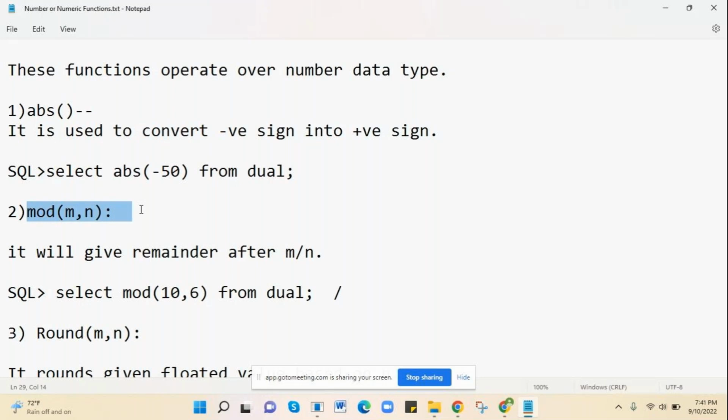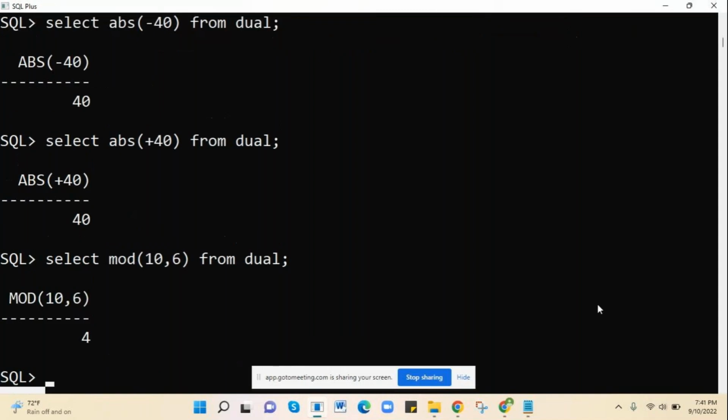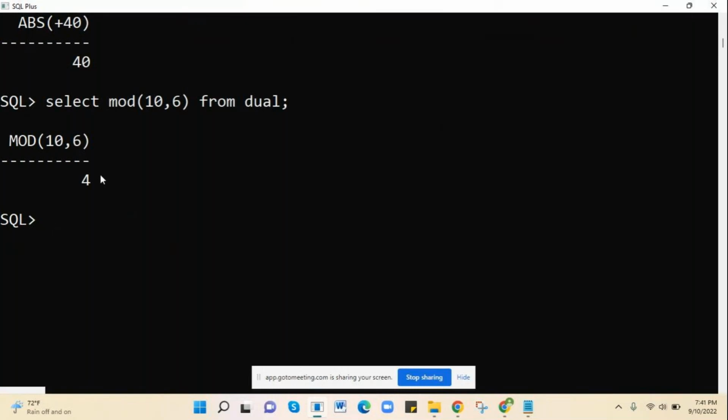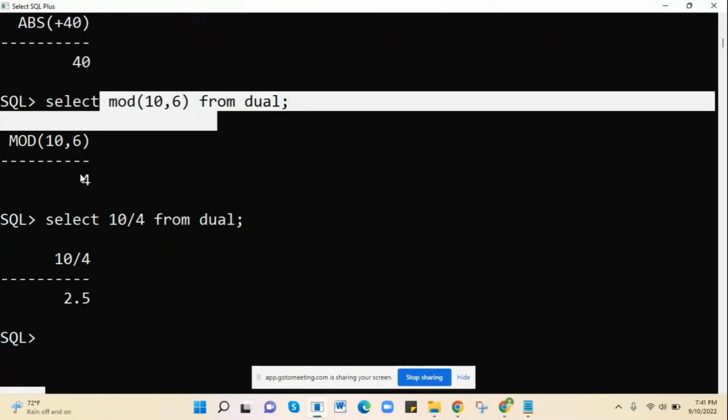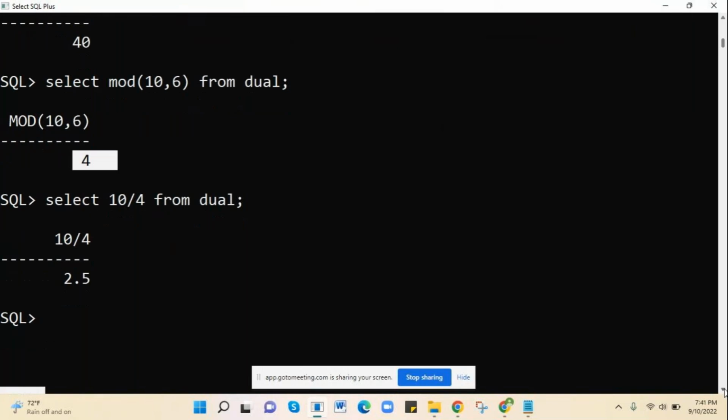Next is MOD. MOD returns the remainder. If you divide 10 by 6, 6 ones are 6, remainder is 4. Division gives the quotient, but MOD gives the remainder. If you divide 10 by 6, 6 ones are 6, remainder is 4.